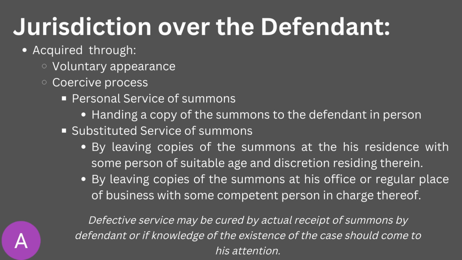Strict compliance is required before the court can acquire jurisdiction over the person of the defendant. Thus, service on a 12-year-old daughter of the defendant is not valid substituted service because of the child's lack of suitable age and discretion. However, the question of erroneous service of summons must be raised before judgment is rendered, or this would be a clear case of waiver. Moreover, defective service may be cured by actual receipt of the summons by the defendant, or if in any other manner knowledge of the existence of the case should come to his attention.